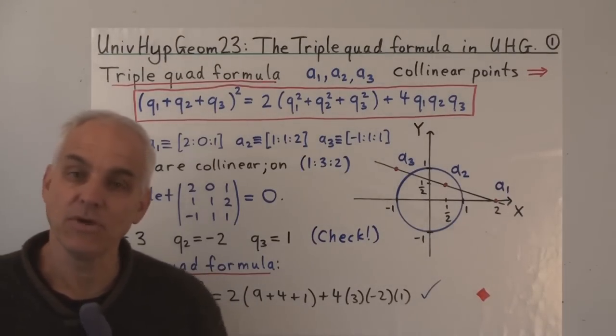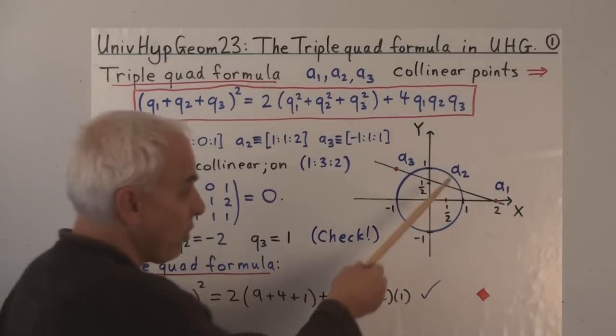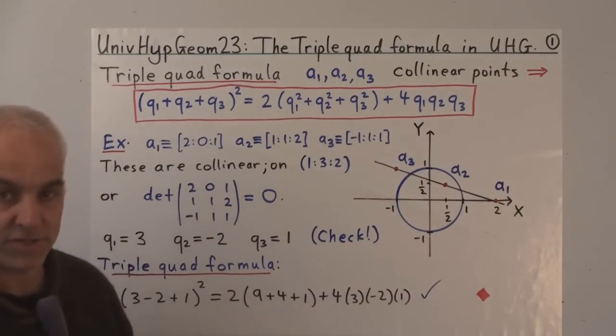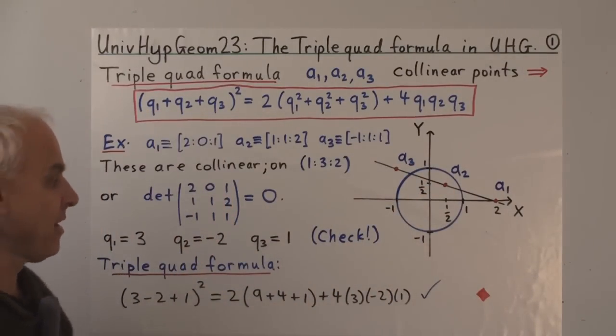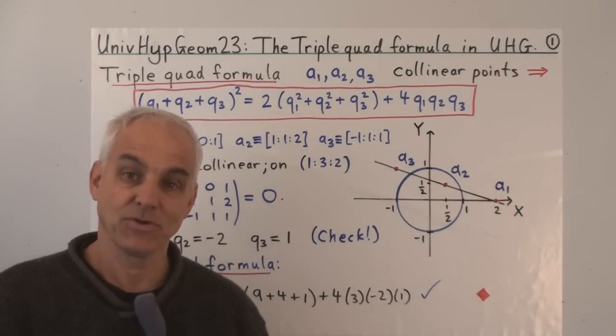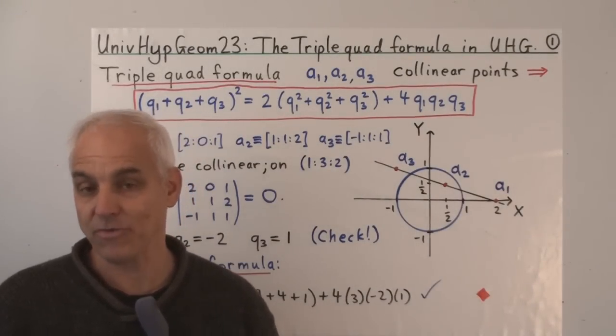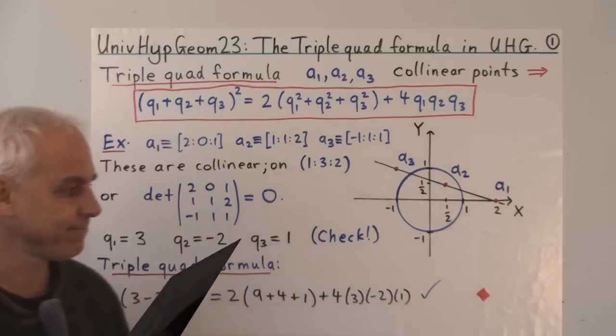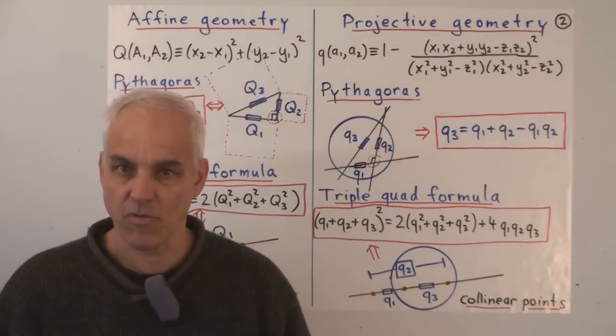It's a good exercise for you to take a couple of points that are collinear, compute quadrances, and verify that they satisfy the triple quad formula, so that you get some confidence that this rather remarkable formula does actually work all the time. So we want to understand this triple quad formula.